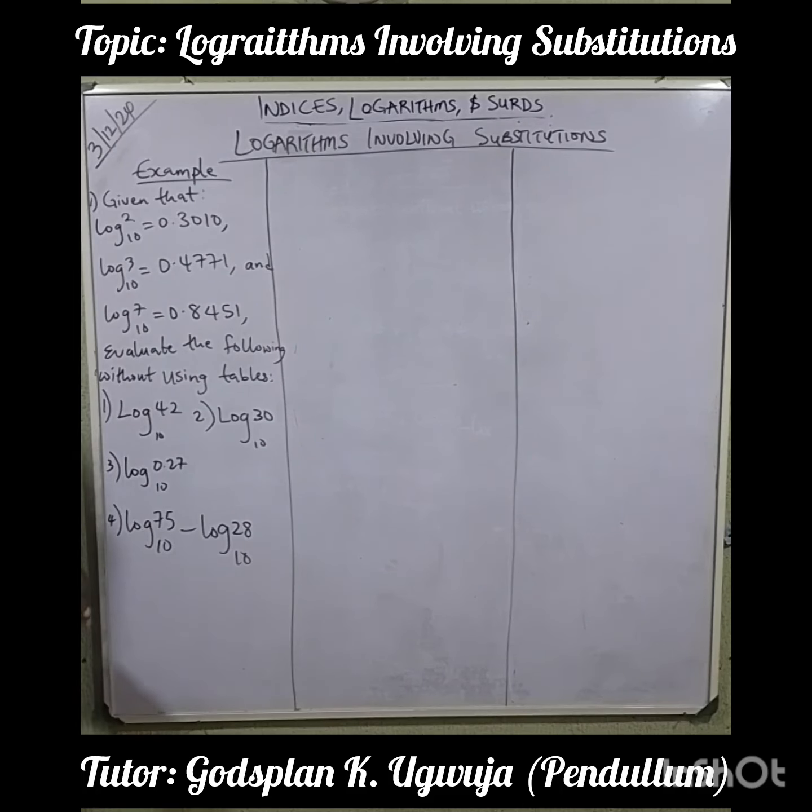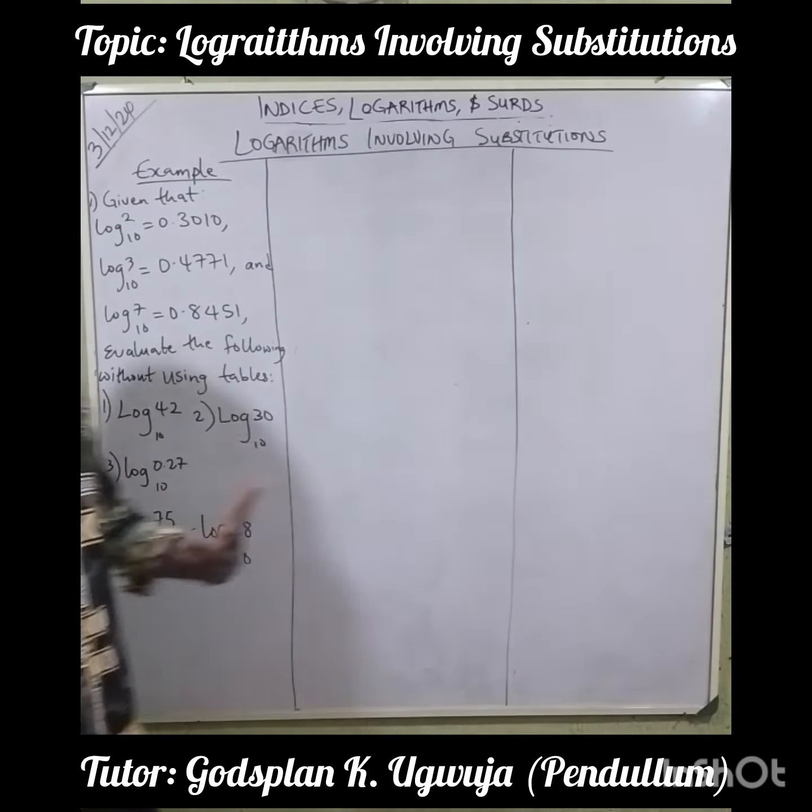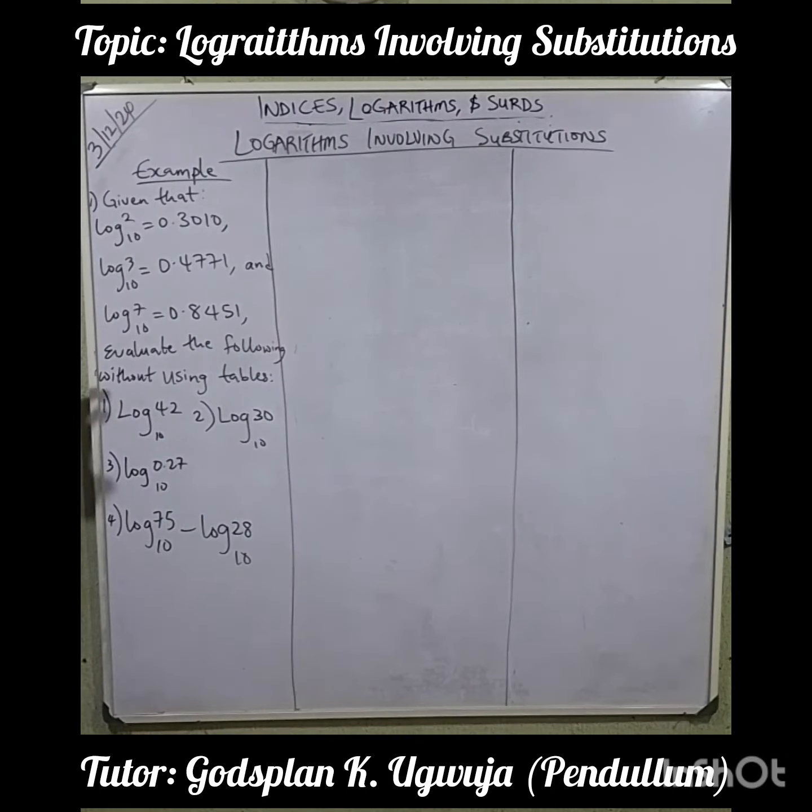In this aspect of logarithms, where you have to involve substitution, usually you are given some substitutes. I'll use a football analogy here. Let's say this is your bench and you have some players on the bench, your substitutes. So here we have 3 players on our bench: log 2 base 10, log 3 base 10, and log 7 base 10. These are our substitutes, and we are told to use these 3 to evaluate 1, 2, 3, 4 without tables. So these are our starting players, the players on the pitch: number 1, number 2, number 3, and number 4. But we are asked to use these 3 to evaluate them.